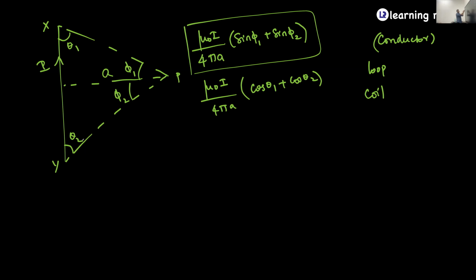What is the relation between theta 1 and phi 1? Theta 1 is equal to 90 minus phi 1, or phi 1 is equal to 90 minus theta 1. So phi 1 is equal to how much? 90 minus theta 1. Substitute it here. Sine of 90 minus theta 1 is cos theta 1. That is why I wrote this. Similarly, phi 2 is 90 minus theta 2. Substitute it here, you will get cos theta 2. So that is why both are right, provided you know which formula to apply at the right time.